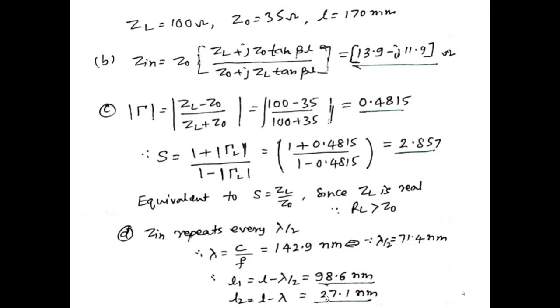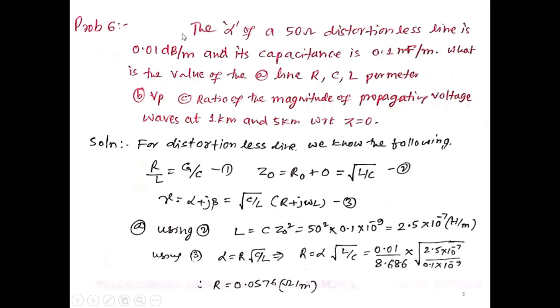So next problem is given that the attenuation constant of a 50 ohm distortionless line is 0.01 dB per meter and its capacitance is 0.1 nanofarad per meter. And to calculate the value of R, L, G per meter and the phase velocity Vp, and also the ratio of the magnitude of the propagating voltage at 1 kilometer and 5 kilometer with respect to z is equal to 0.